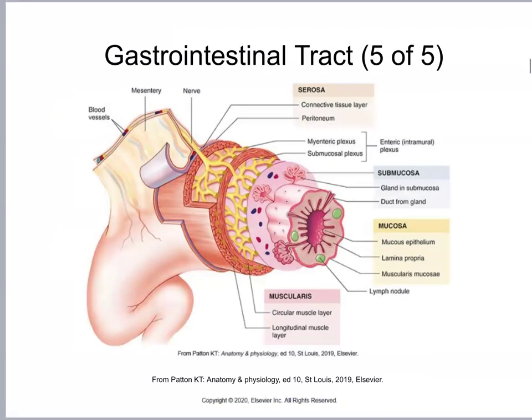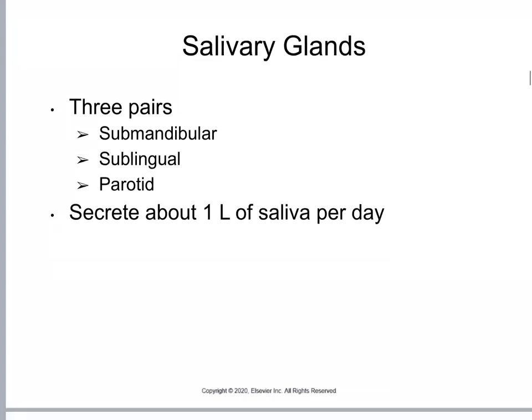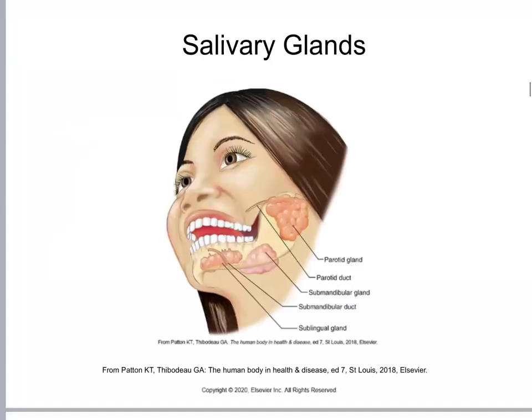We have salivary glands. We have three pairs: submandibular, sublingual, and parotid. And we secrete about 1 liter of saliva per day. Wow, that's a lot. So here's a picture of where those are located.